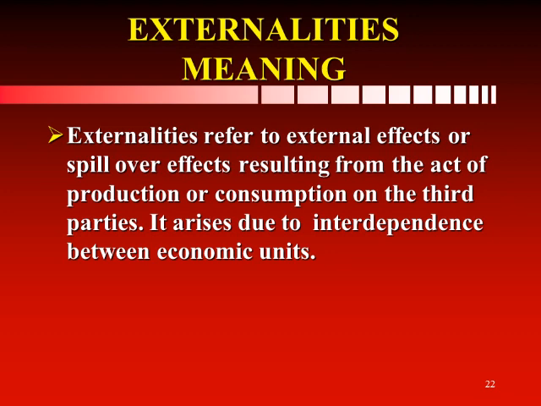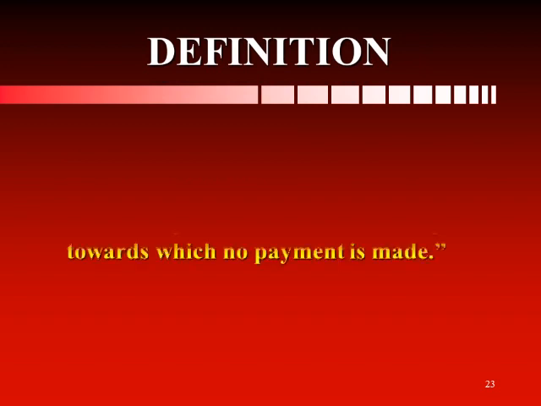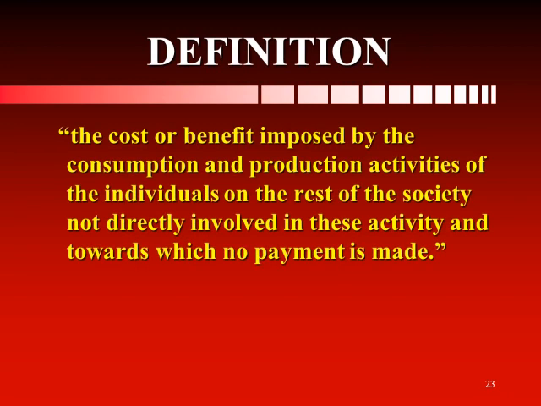They've given one more new word, spillover effects. What is it, spillover effects? It refers to the impact that seemingly unrelated events in one nation can have on the economies of other nations. Definition of externality: the cost or benefit imposed by the consumption and production activities of individuals on the rest of society not directly involved in these activities and towards which no payment is made.